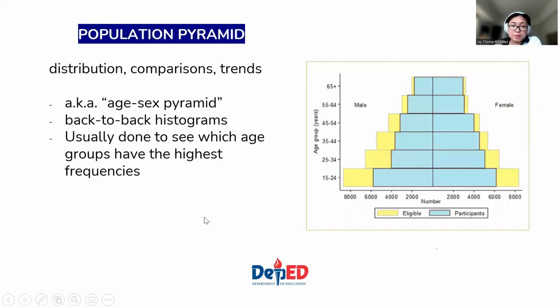So this one may be quite familiar to you, the age sex pyramid, no? Usually for populations or distribution of age and sex. So it is done to see which age groups have the highest frequencies of whatever outcomes or diseases of interest you may be interested in.